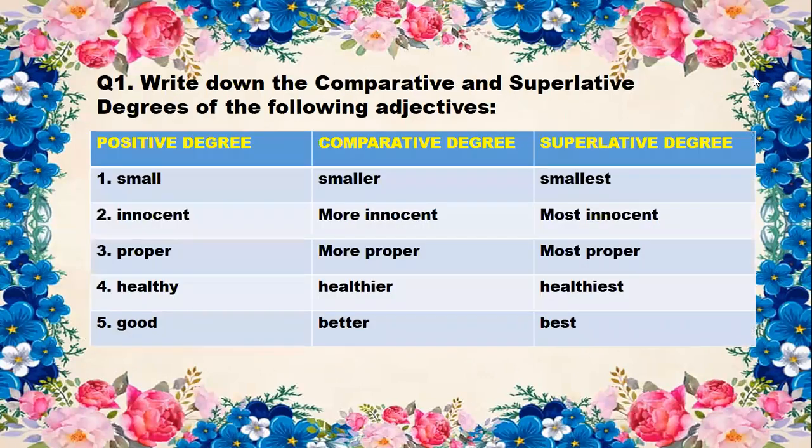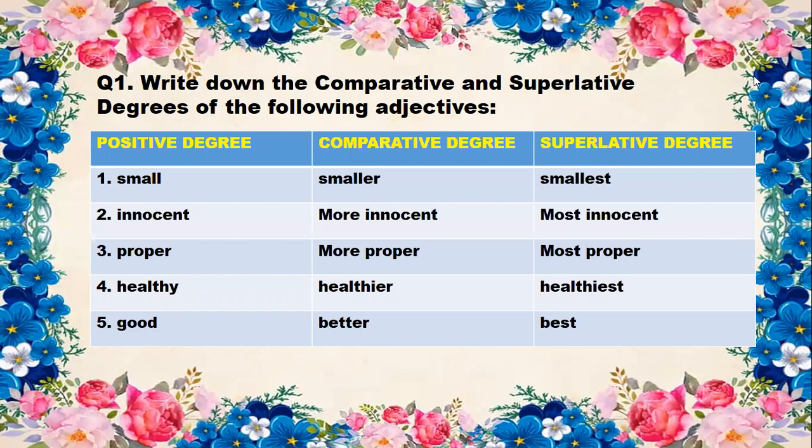Now we will solve from our textbook, children. Write down the comparative and superlative degrees of the following adjectives. Okay. So here the positive degrees are given to you. You have to write the comparative degree and the superlative degree. So first is small, smaller, smallest. Innocent, more innocent, most innocent. Proper, more proper, most proper.